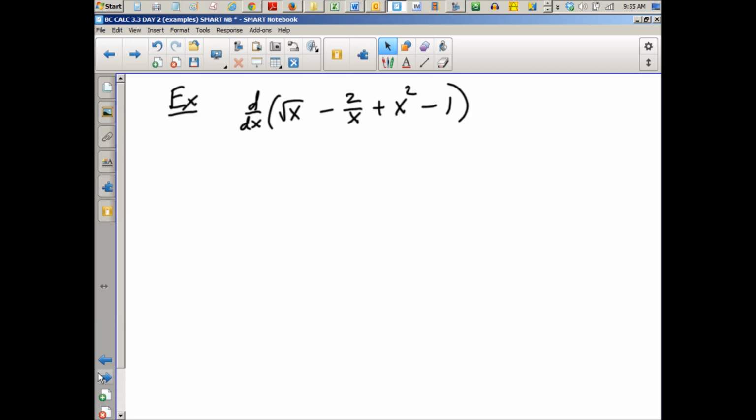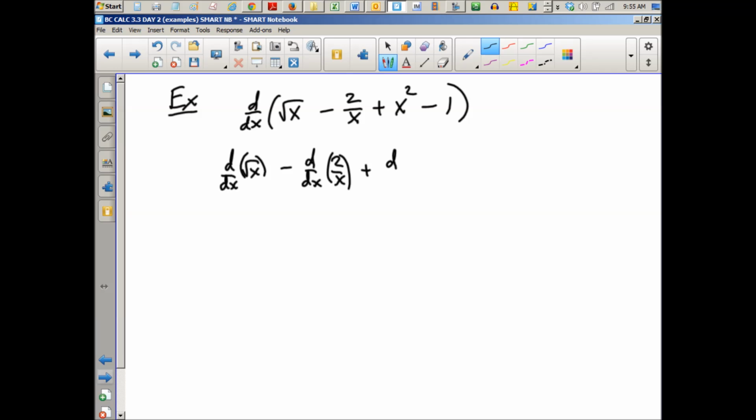Okay, my first example is to do this problem. One of the rules we had from yesterday allows us to write this as separate problems. So we can write this as d dx of root x, minus d dx of 2 over x, plus d dx of x squared, minus d dx of 1. We know that the derivative of a constant is 0, so let's just take care of that now. So this goes to 0.